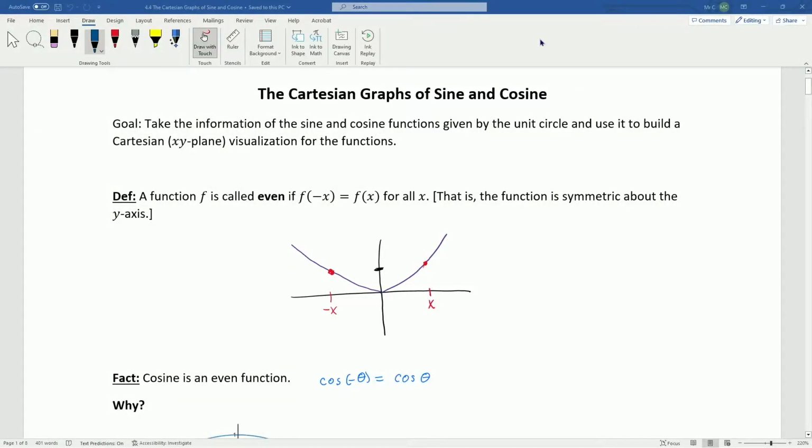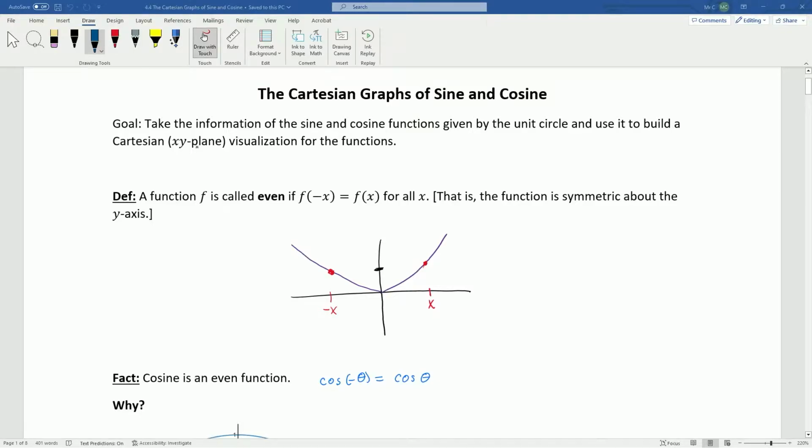Hello everyone, and welcome to our video on the Cartesian graphs of sine and cosine. So for this video, our goal is just to take the information for the sine and cosine functions that are given by the unit circle and use it to build a Cartesian plane visualization for the functions. As a reminder, the Cartesian plane is just our normal xy plane.